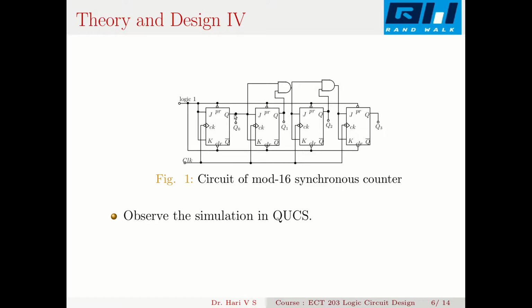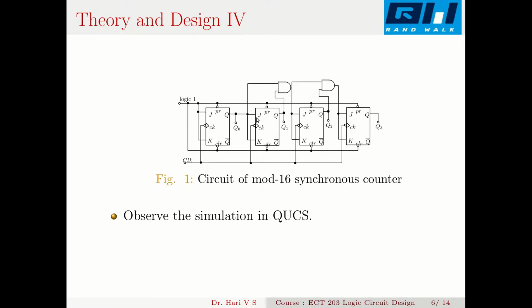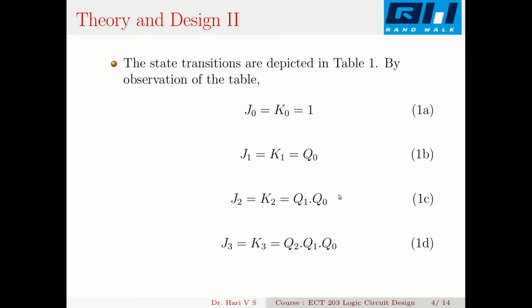This is the output Q0. Now I have the second equation: J1 equal to K1 equal to Q0. So this is my J1, this is my K1. They are shorted and connected to Q0, because J1 equal to K1 equal to Q0. Now what is J2 equal to K2? That is Q1 and Q0.